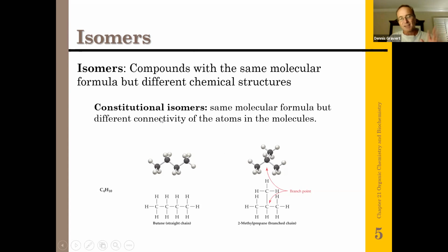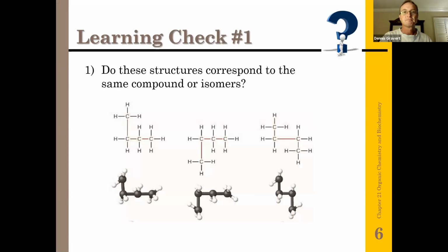Constitutional isomers, I won't be testing you on that, but a constitutional isomer just says you're breaking these bonds and reconnecting them in a different way, right? So 4 carbons in a row versus 3 carbons in a row with 1 branch. That's a constitutional isomer. We'll see geometric isomers a little later in these slides. We saw those for transition metals, right? Cis and trans. We'll see them here too.